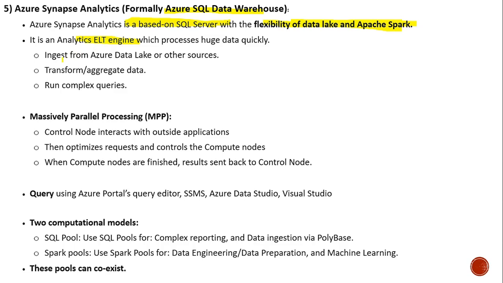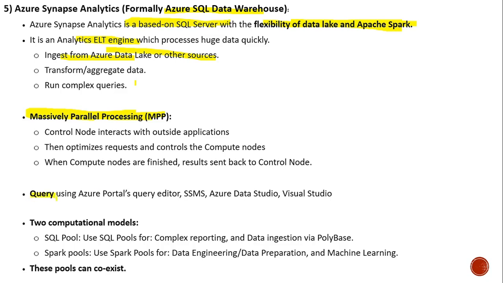Now we can ingest data from Data Lake or other sources, then transform that data and run complex queries using Azure Synapse Analytics. Now it supports massively parallel processing. This is also important. It supports massively parallel processing, and as a part of massively parallel processing, we have a control node which interacts with outside applications, then optimizes requests and controls the compute nodes, and when compute nodes are finished, results are sent back to the control nodes.